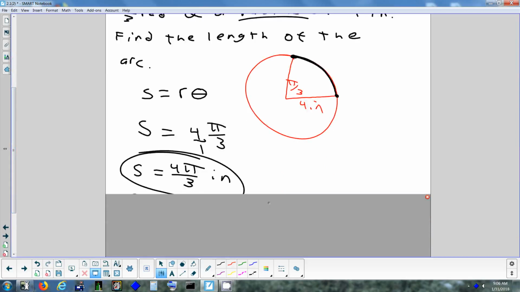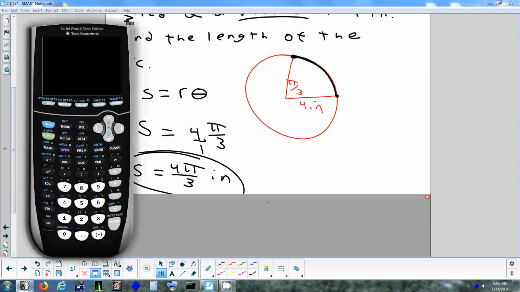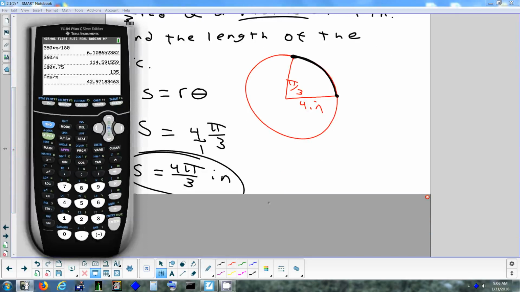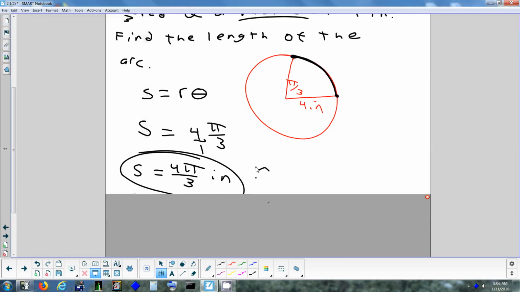If they wanted the arc as a decimal, just type it in and round it off, just like we did in last night's homework. So that's about 4.19 inches. And that's how you find the length of the arc. Any questions on that?